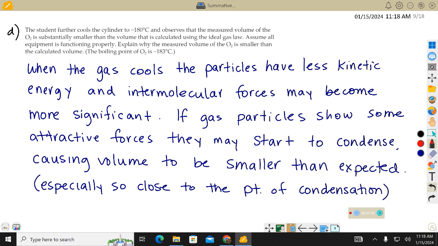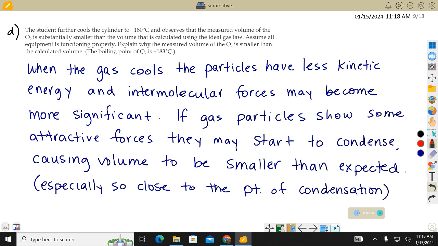And so here we'd say when the gas is cooling, there's less kinetic energy. And now here we're significantly less kinetic energy at these really low temperatures. But now as the gas starts to cool and maybe condense, those intermolecular forces might be more significant.